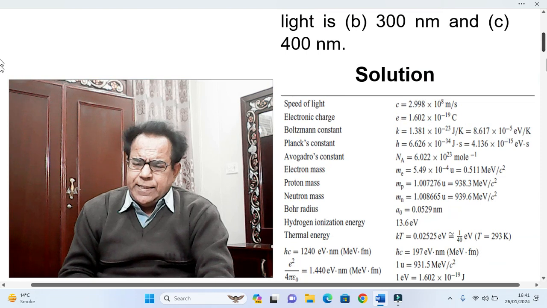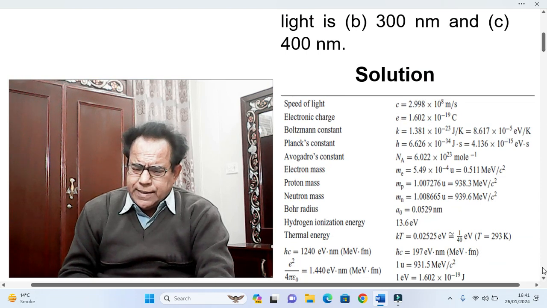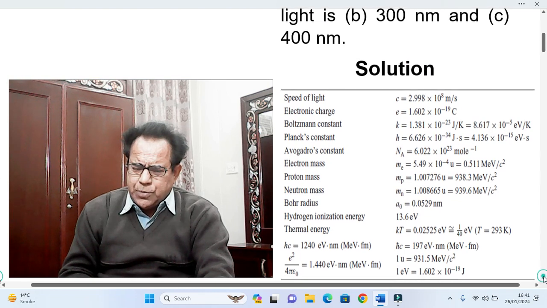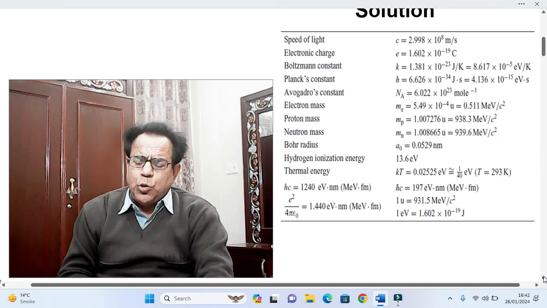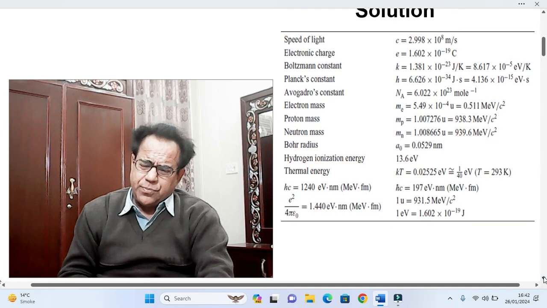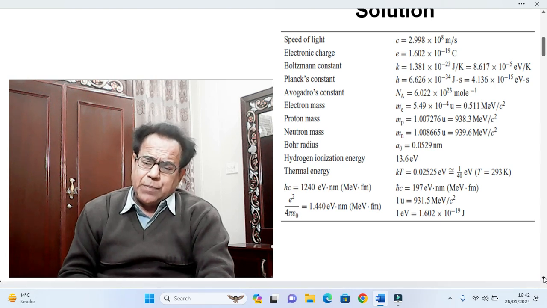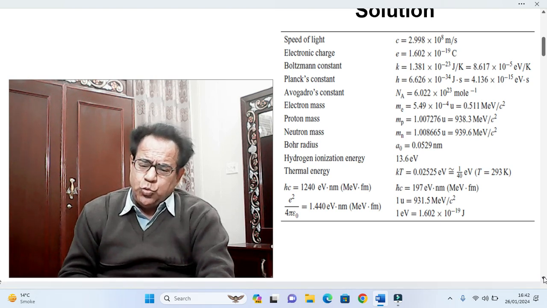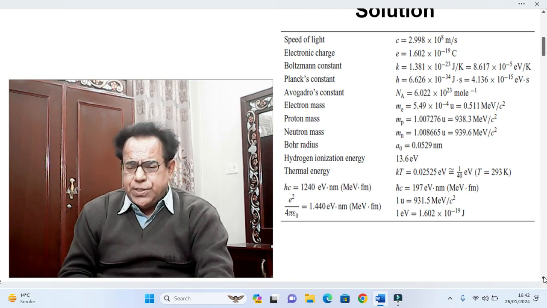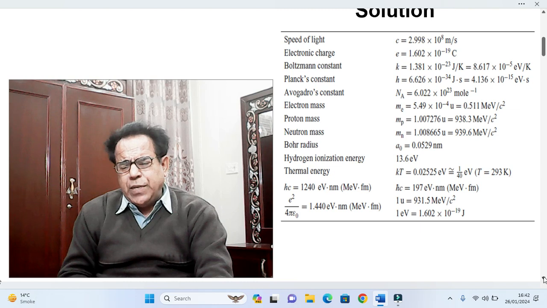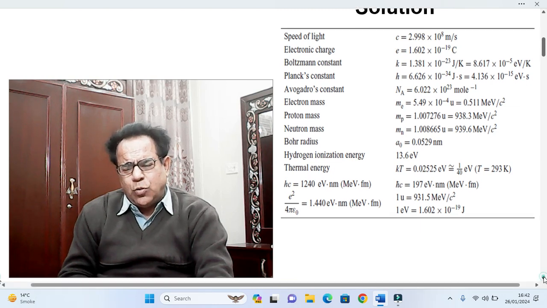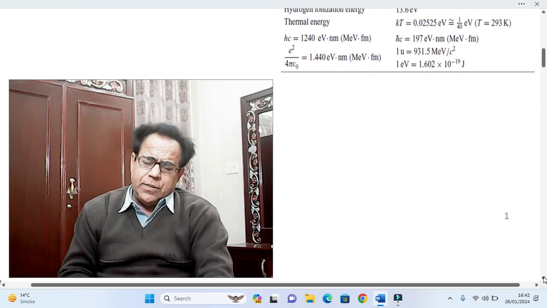Dear students, this is the first snapshot, which is concerned with the solution of this problem. This is a table of physical constants. We will not go into detail about this snapshot because this table has been used many times in our previous videos. So we will take the values which we require.